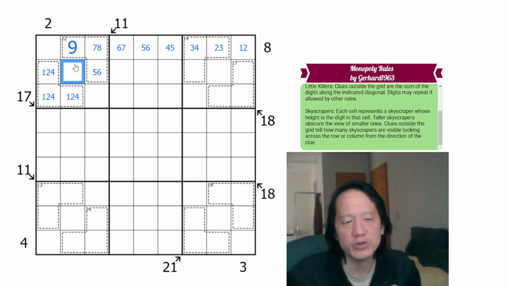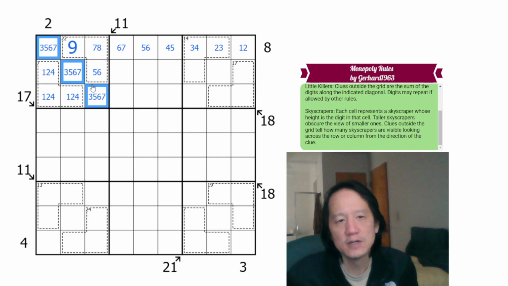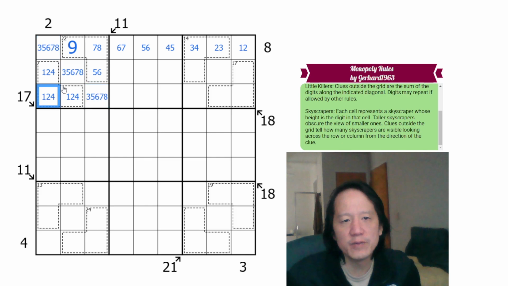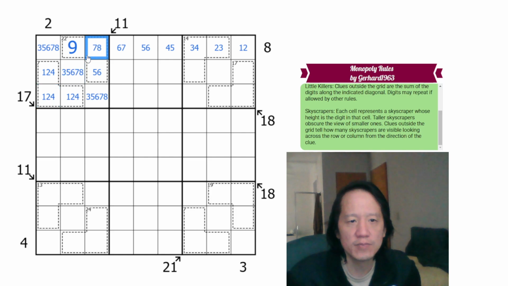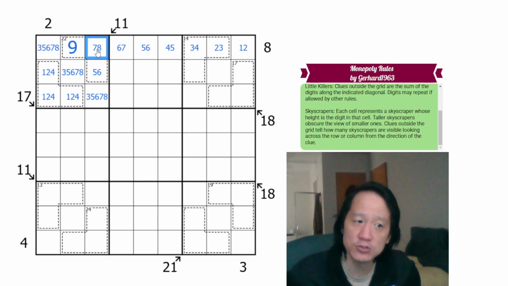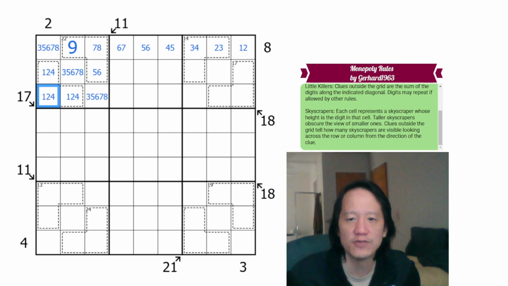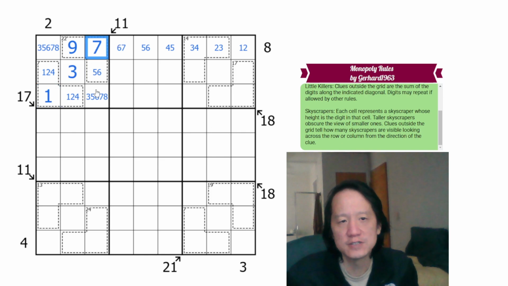Therefore, what can this be? It can be 3, 5, 6, 7, or 8. Well, what's the minimum for this diagonal? It has to be 1, 3, and 7, which adds up to exactly 11. Therefore, this must be 1, 3, and 7 exactly then, because those are the only ones that can add up to 11, because that's the minimum. So this is 1, this is 3, this is 7.